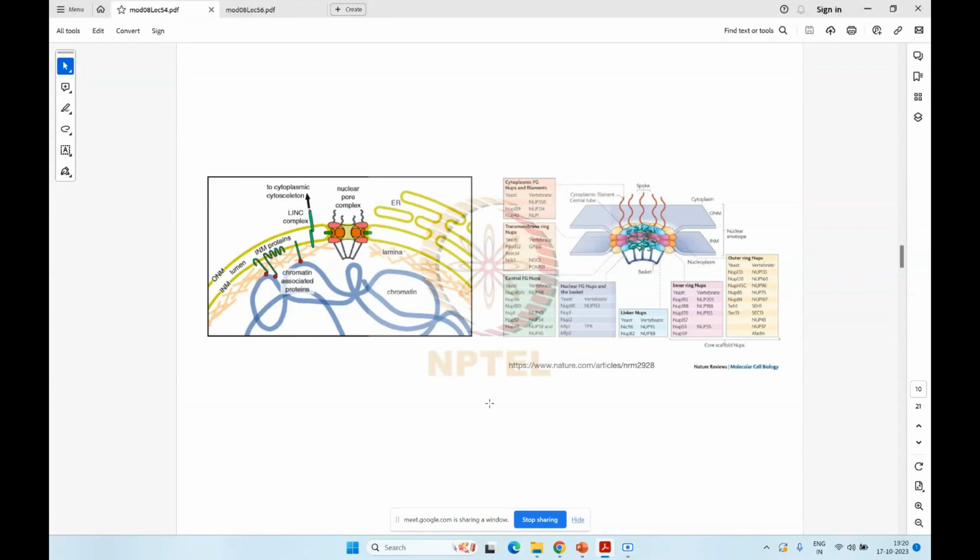This has a list of all the proteins that are present in the nuclear pore complex. A lot of diseases have defects in these proteins, and this basically leads to disruption of the nuclear structure and the traffic of things between the nucleus and the cytoplasm.